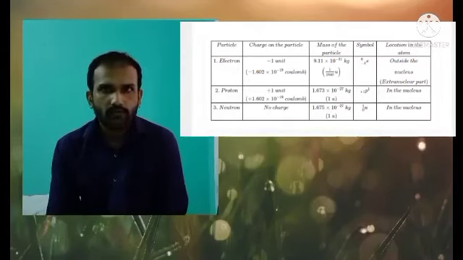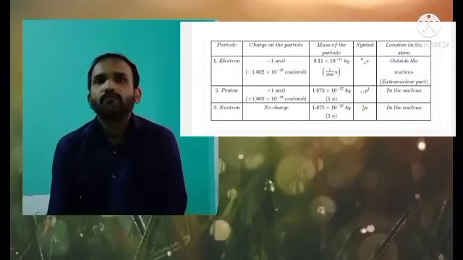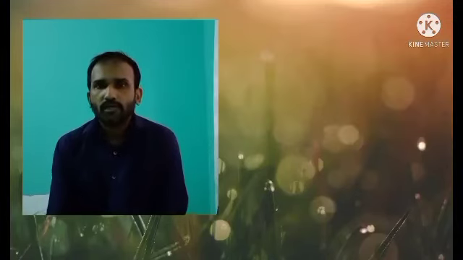The total number of protons and electrons in an atom are the same. The neutron does not have any charge. The electron is negatively charged and the proton is positively charged. The charge of an electron is 1.6 into 10 raised to minus 19 coulombs, and the charge of a proton is the same but it is a positive charge, whereas the charge of an electron is negative.